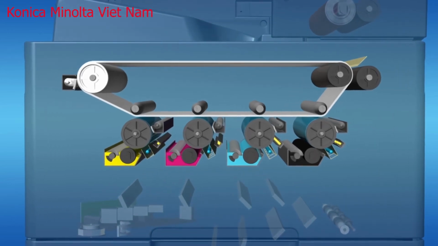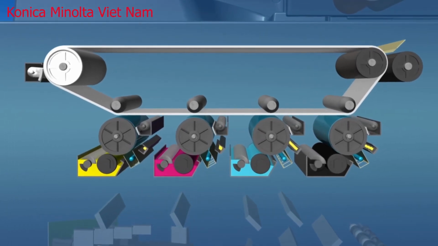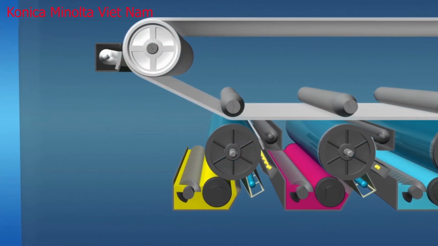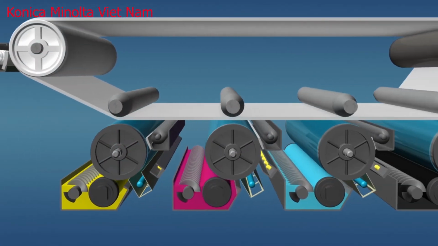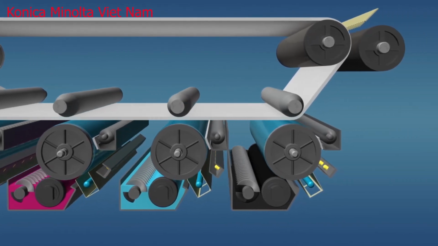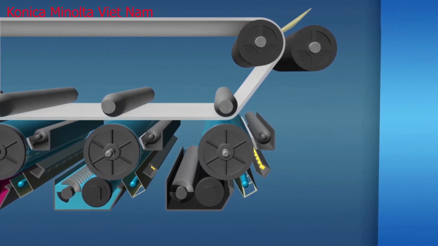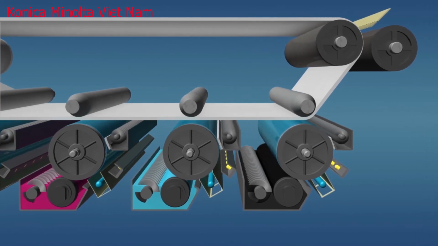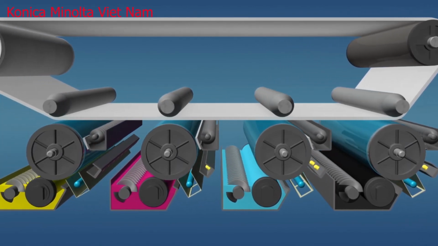There are several types of developing methods used by color machines. Here we will examine principles using the tandem method, in which developing units are placed side by side. In the tandem method, there are individual drum units for each color of cyan, magenta, yellow, and black. Exposure and development is performed separately for each color.